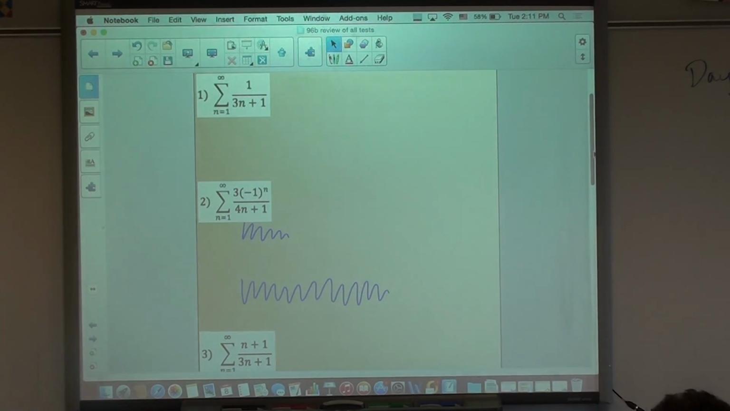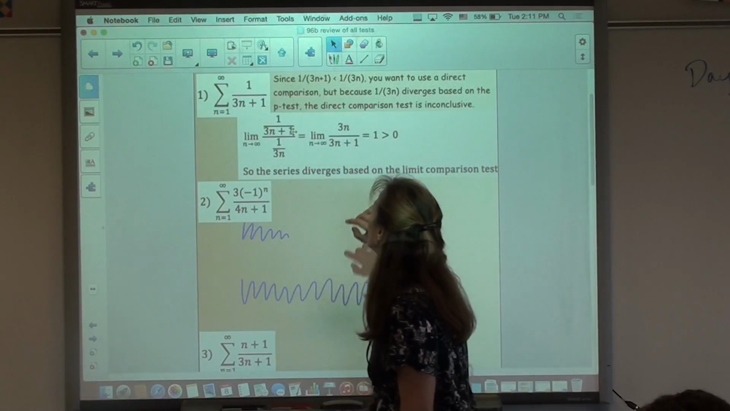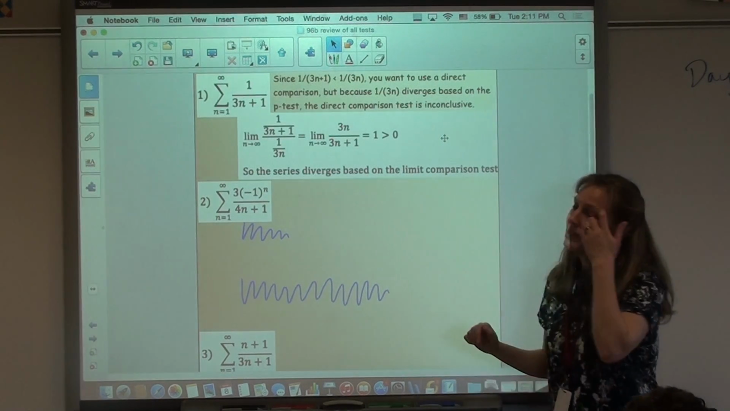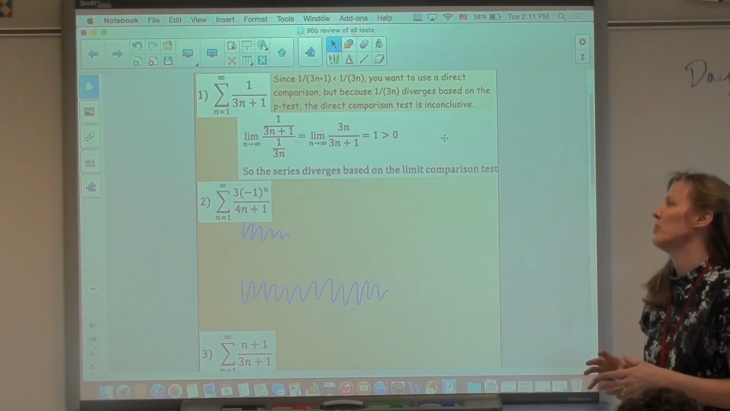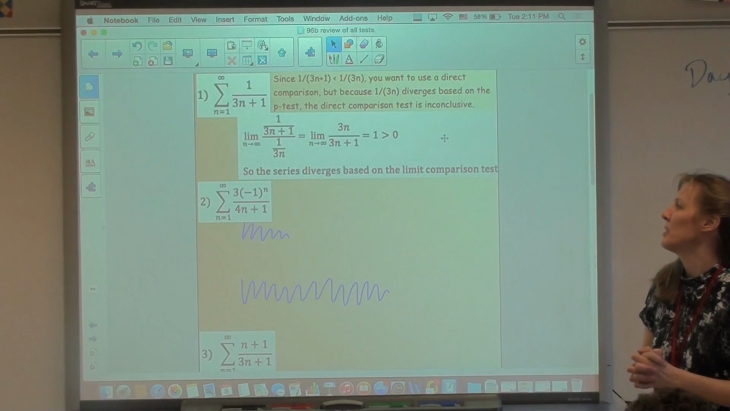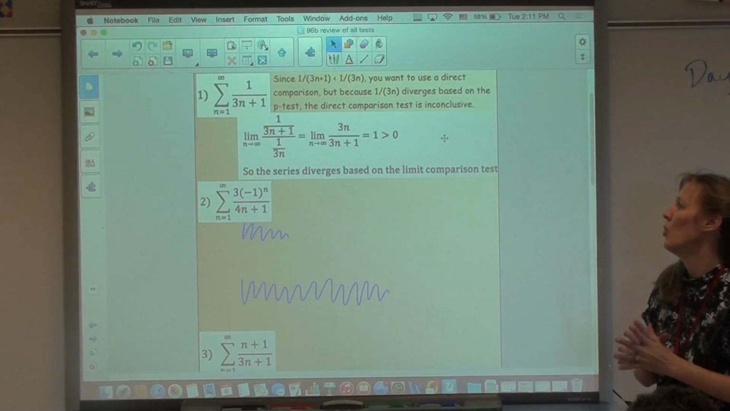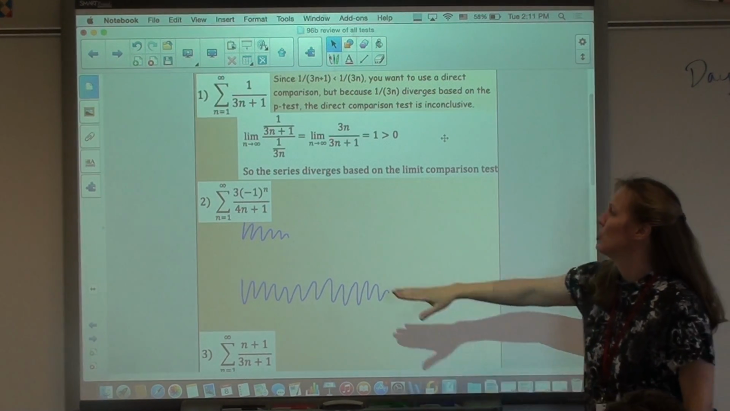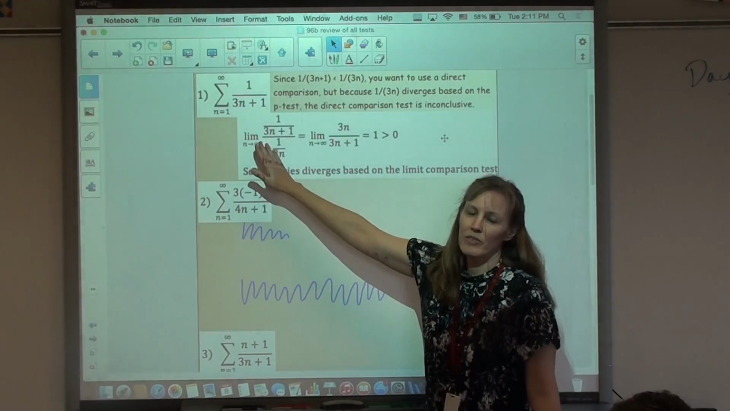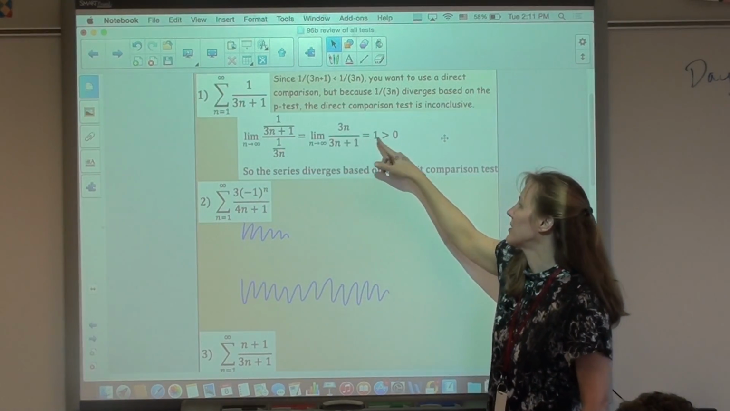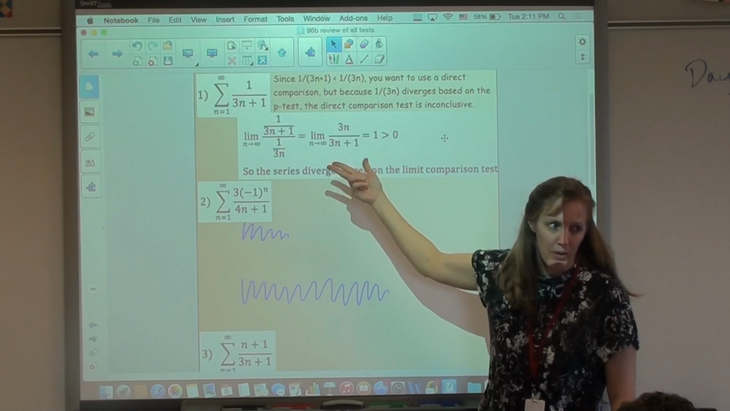So for the first one, you do the limit comparison test with 1/3n, and you get 3n/(n+1), which is 1. You could do this, by the way, with 1 over n. You don't have to do 1 over 3n. You still get a finite positive number.